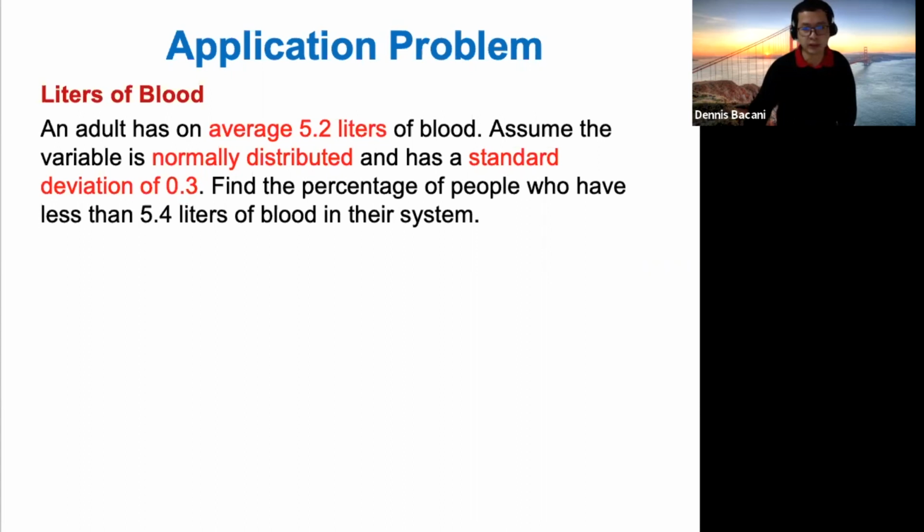So if we're going to draw the sketch of our distribution, in this case, we'll get something like this, okay? So this is your mean. It's the peak of your distribution, and the mean is equal to 5.2. And then you're looking for the percentage of people who have less than 5.4 liters of blood in their system, okay? So you're just looking for the area to the left of 5.4.